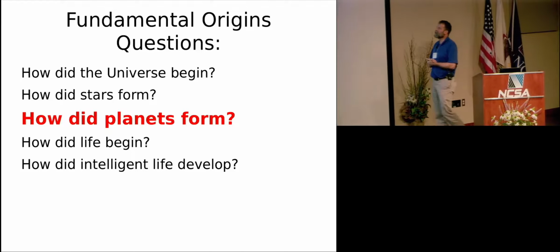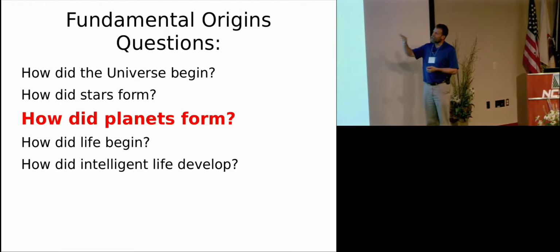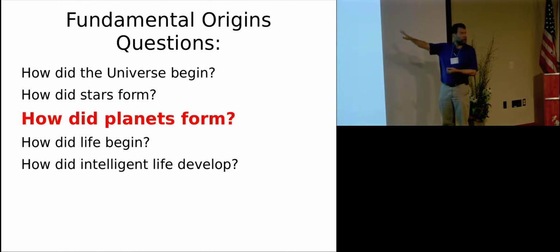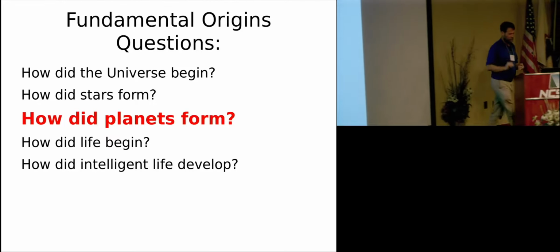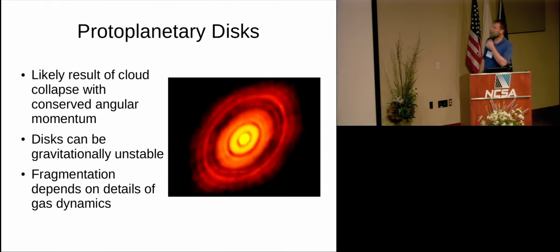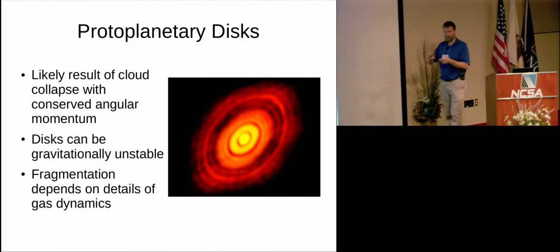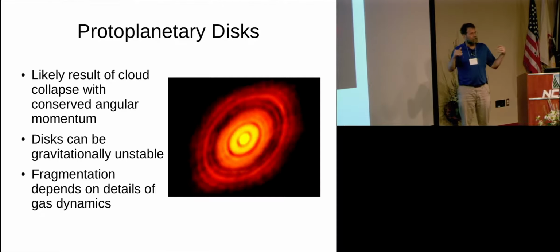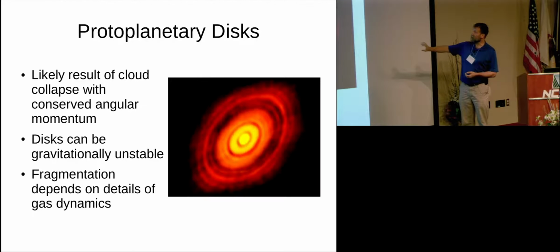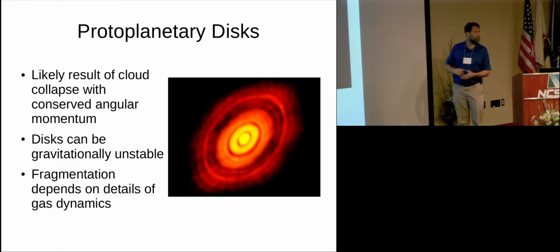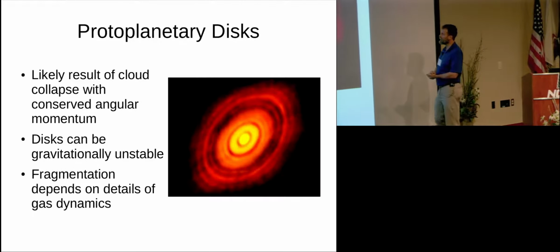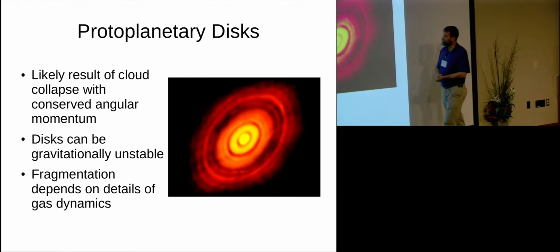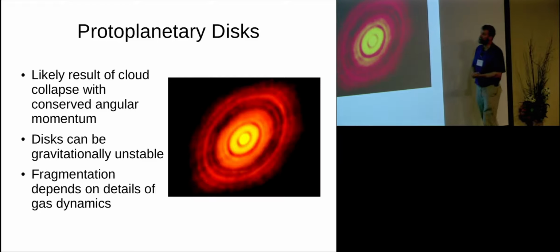So I've talked about how the universe began. Let me pause on how stars form and talk about planet formation. I'm not going to be able to get to intelligent life, if such a thing exists. Let me talk about protoplanetary disks. This is an amazing period in planetary studies, because not only are we seeing thousands of planets around other stars, we're also getting direct images of planet-forming systems. So this is an image from the ALMA array showing a protoplanetary disk around a nearby star.